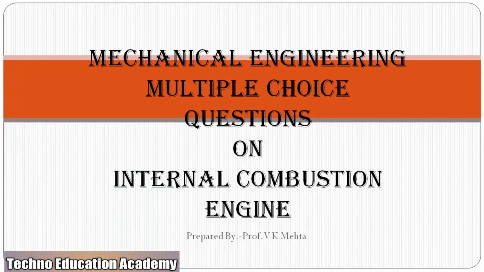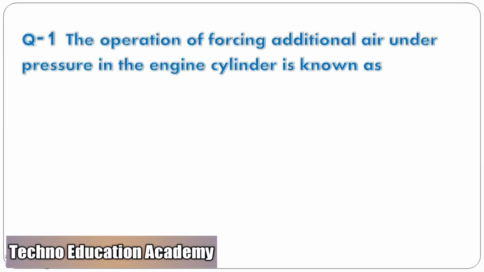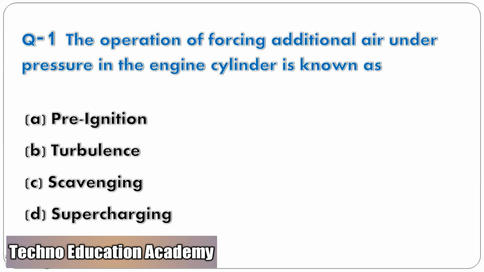Hello friends, in this video lecture I am going to explain some basic question answers which can be asked in mechanical automobile competitive exams. Question number 1. The operation of forcing additional air under pressure in the engine cylinder is known as: option A, pre-ignition; option B, turbulence; option C, scavenging; option D, supercharging. So the right answer is option D, supercharging.